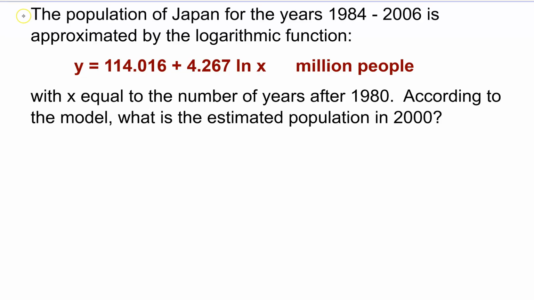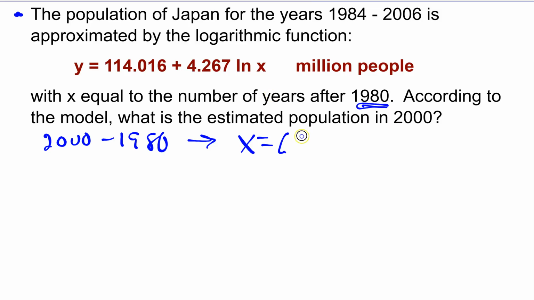Okay, another example. The population of Japan for the years 1984 to 2006 is approximated by this log function. And this is in millions of people, with x equal to the number of years after 1980. According to this model, what is the estimated population in 2000? So I would go 2000 minus 1980, and I'm going to get x equals 20. So I'm going to take that 20 and drop it in right there. And this is in millions of people, right? And then I'm going to go to my calculator.